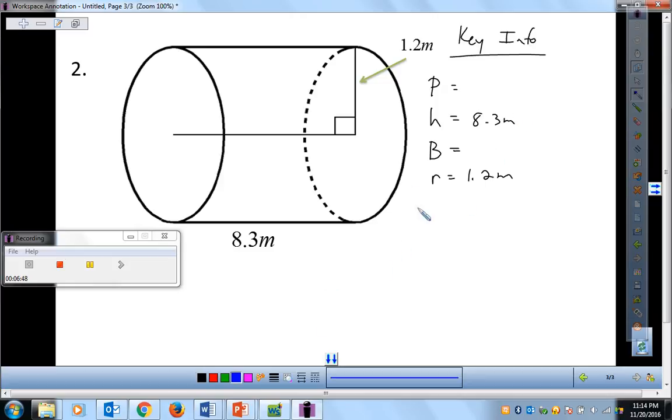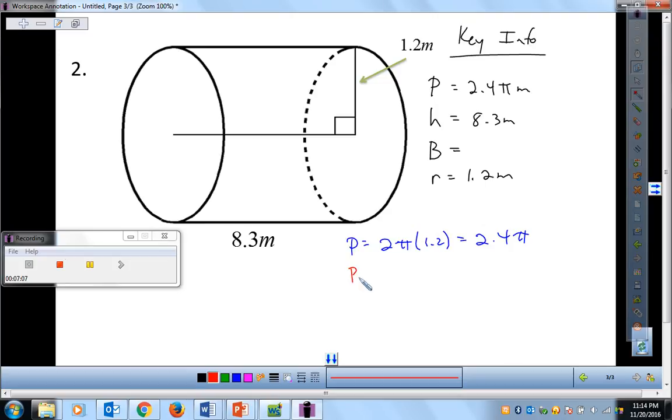So perimeter of the base, 2 times pi times 1.2. 2 times 1.2 using your calculator is 2.4 pi. So again, our perimeter is 2.4 pi meters.